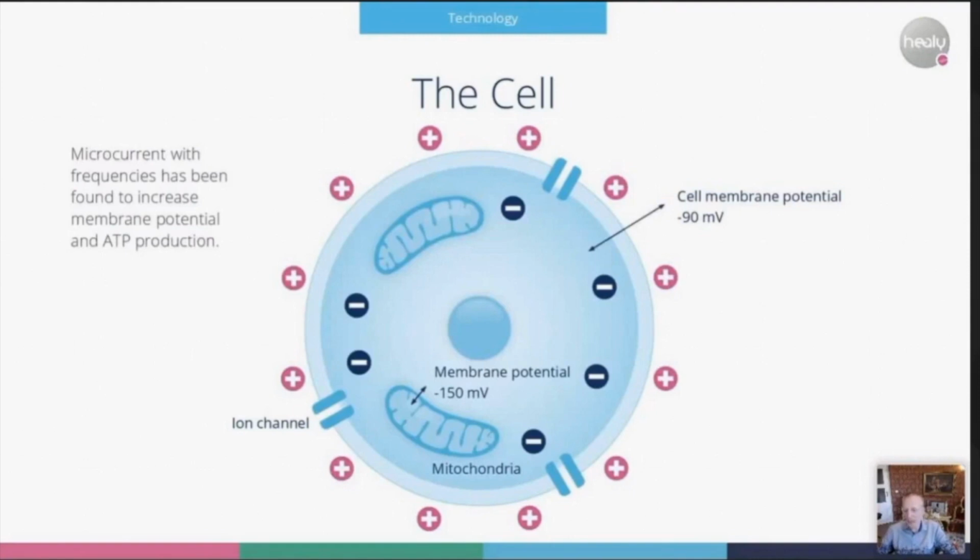But the cell membrane potential is not the only membrane potential in the cell, because inside the cell, we have the mitochondria. The mitochondria are the little power stations of the cell, and actually they are producing the ATP, and the mitochondria have their own membrane potential, which is even higher. It's minus 150 millivolt. So when the cell membrane potential of the cell is strong, we can also expect a strong membrane potential at the mitochondria. And this is exactly the place where the ATP production takes place, where the cell produces the energy which we need for moving and for living.